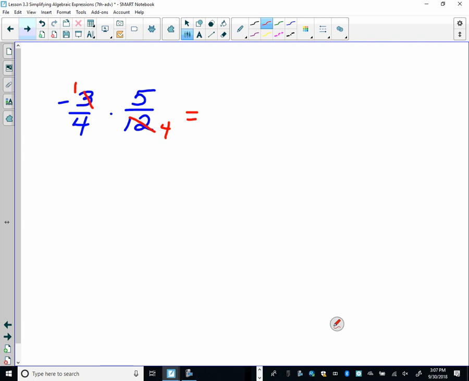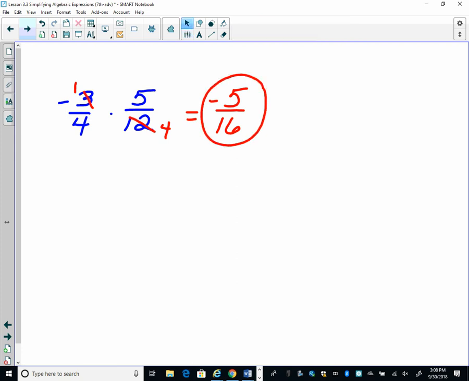Notice now we have two 4s. Yes, 4s are a common factor of each other, but in this example, we can't cross those out because the 4s are both in the denominator. So now we just have to multiply across. 1 times 5 in my numerators will give me 5, and then the denominator 4 times 4 is 16. Now don't forget to look at your signs. You have a negative times a positive, which is going to give you a negative rational number. So negative 5/16 is our answer.